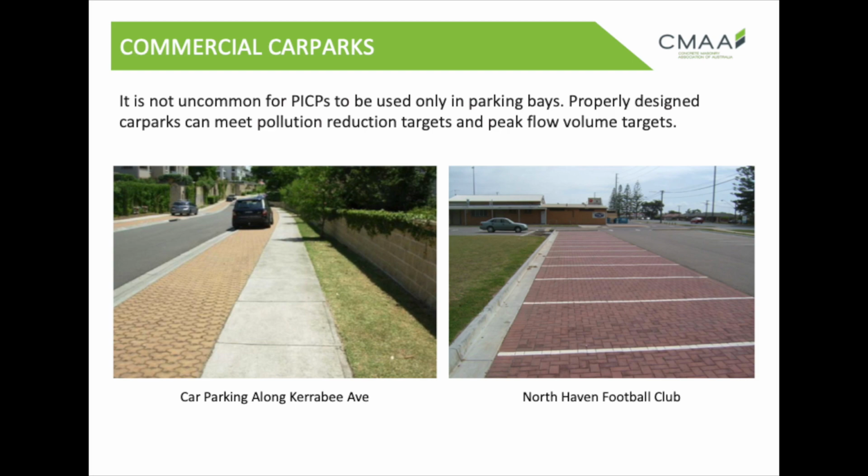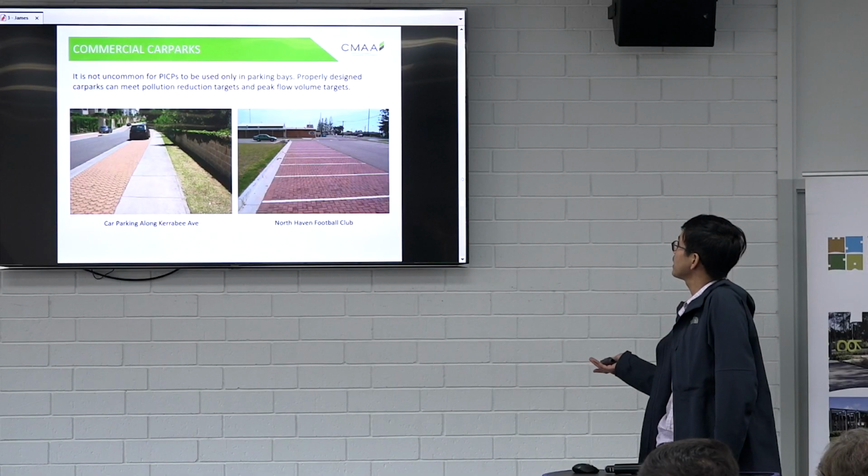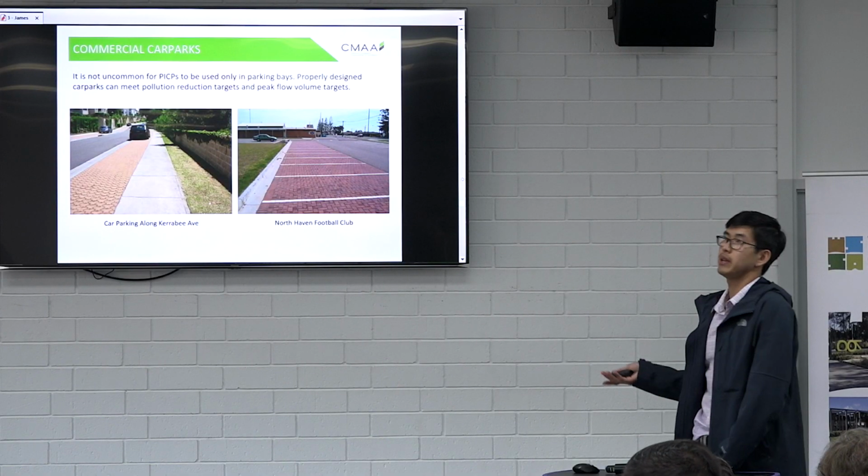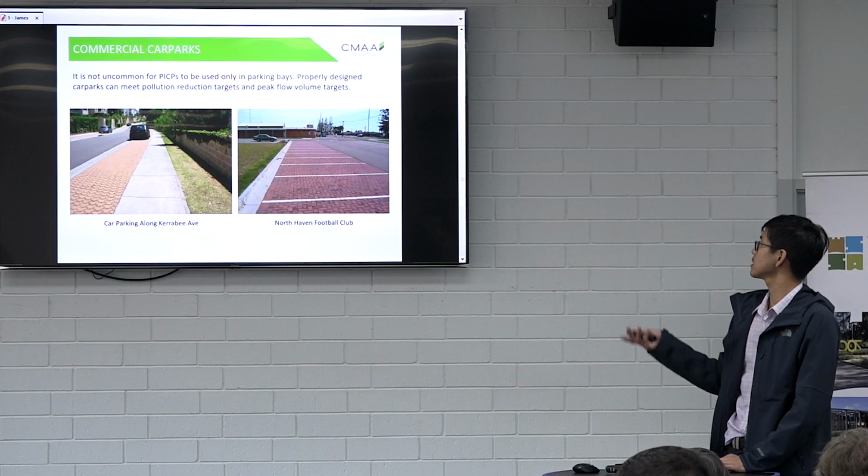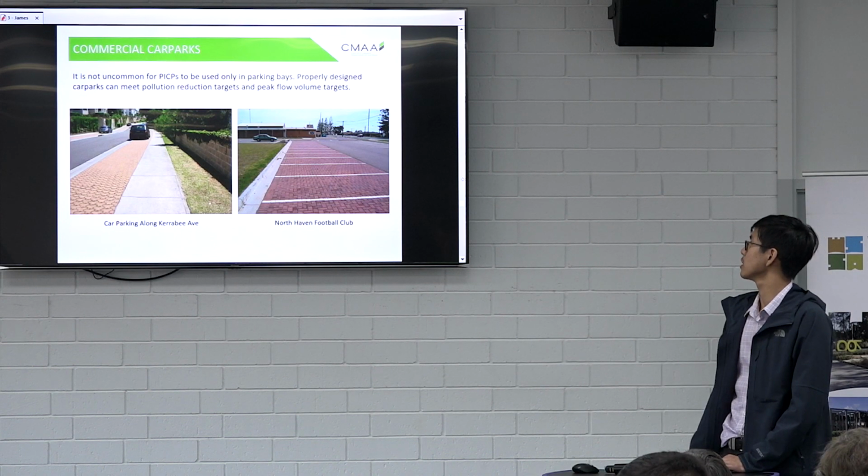So for car parks, it's not uncommon for the parking bay areas only to be constructed from permeable pavements. As you can see here, here are some examples where car parking bays only use permeable interlocking concrete pavements, such as North Haven Football Club here in South Australia, as well as some small car parking along a small avenue.